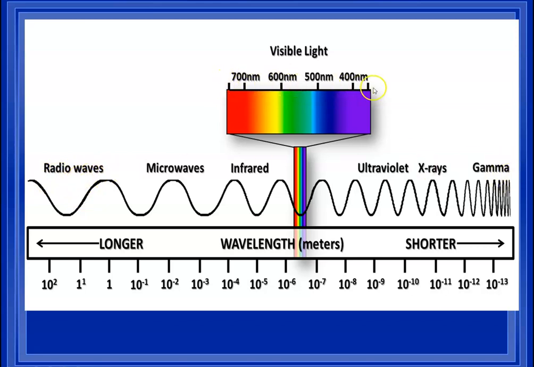So if we're looking at visible light, can you see that red would be less frequent and the violet would be more frequent? It has a smaller wavelength. You can even see about 400 nanometers, about 700 nanometers there. So these are longer and these are shorter and these are getting more frequent.